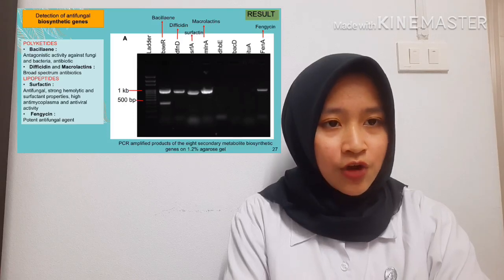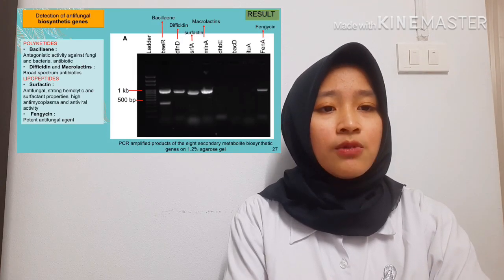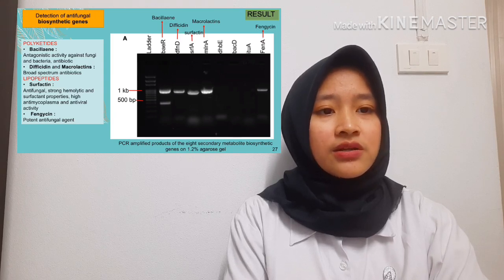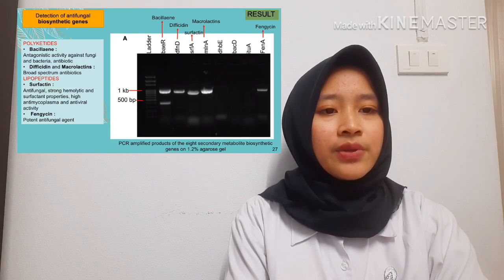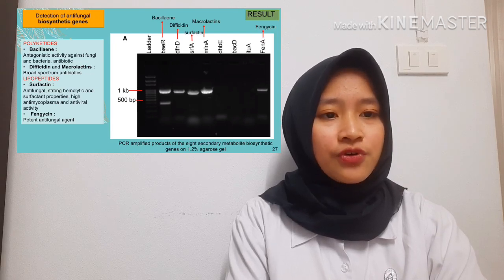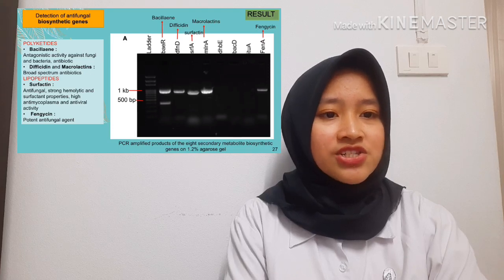Here is the result of the antifungal biosynthetic genes in agarose gel. Among 8 kinds of genes that are tested, only 5 genes appear in the agarose gel. There are BEER genes for bacillin biosynthesis. There are D, F, and D genes for diphyscidin biosynthesis.